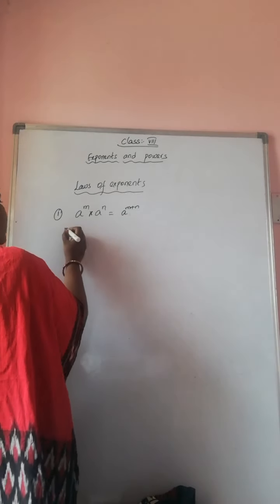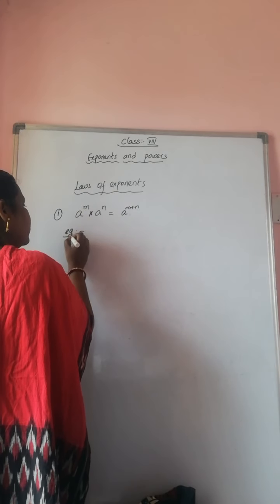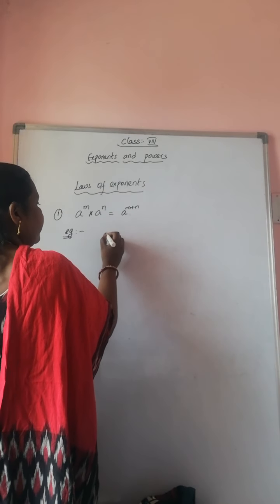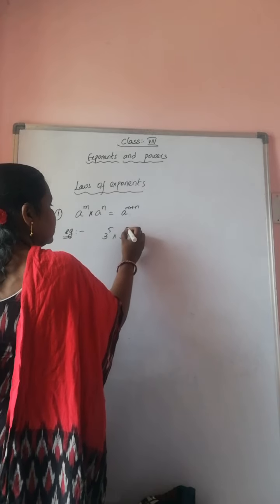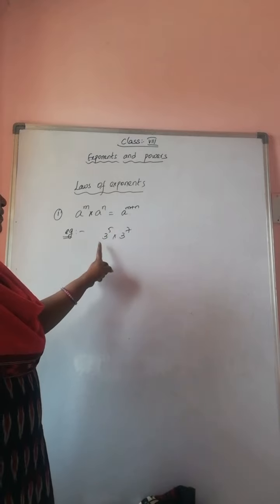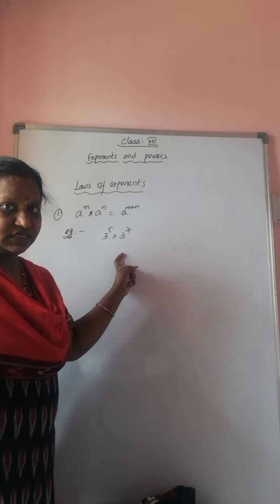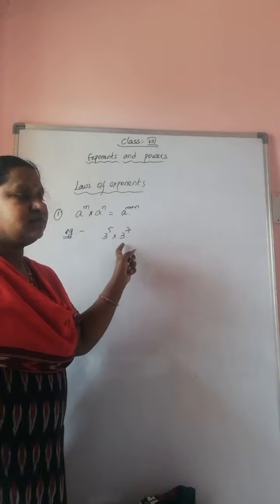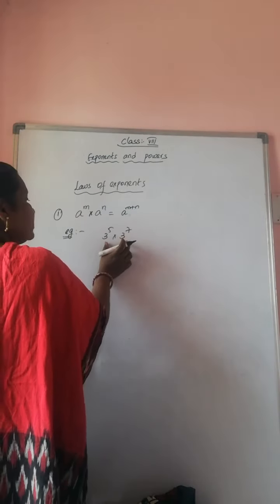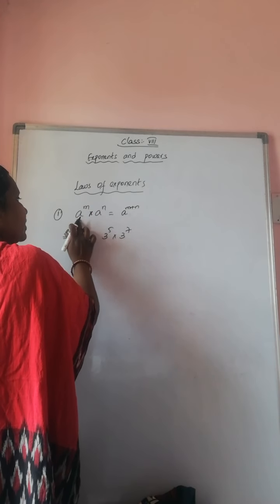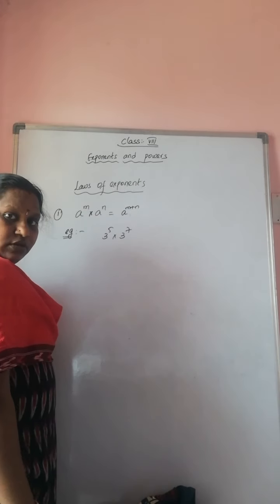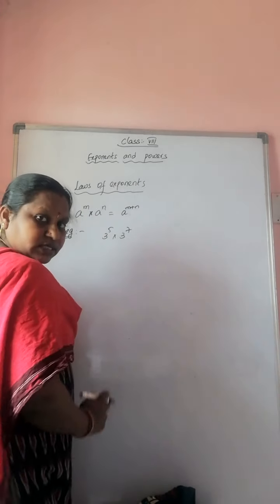Based on this, we'll go for problems also. Here itself we can look at some examples so that it will be clear for you. For example, if I give you a question like 3 power 5 into 3 power 7. Normally, 3 power 5 we would write as 3 into 3 into 3 into 3, 5 times, and multiply that again with the other. But without doing that, because we already know the law. What is the law? a power m into a power n is equal to a power m plus n.